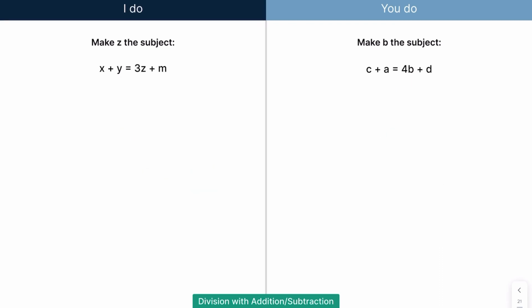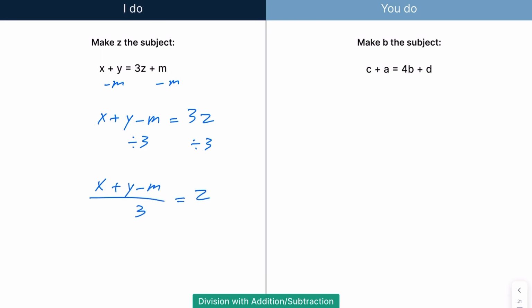Moving on, we've been asked to make z the subject of this formula. So again, to make my life as easy as possible, on this side we have z and we also have m. So let's get rid of the m first. So we have x plus y minus m is equal to 3z. Now let's divide each side by 3 to get rid of that 3. So we have x plus y minus m all over 3 is equal to z.